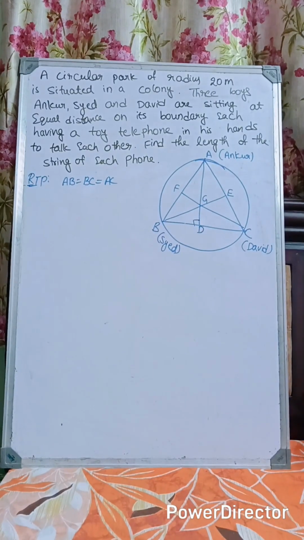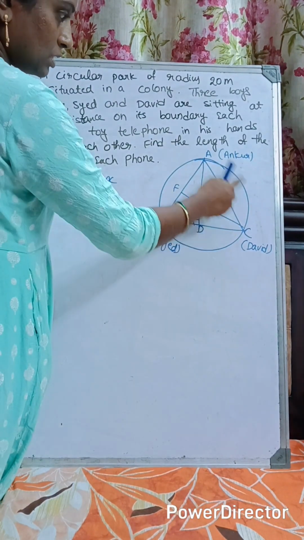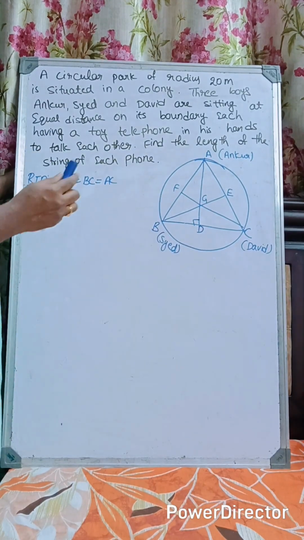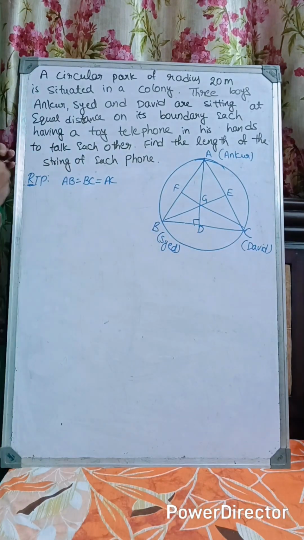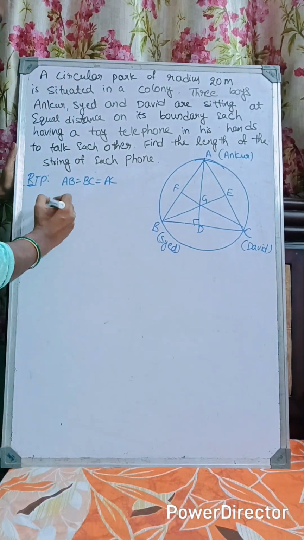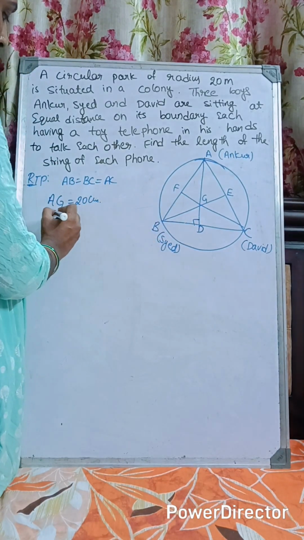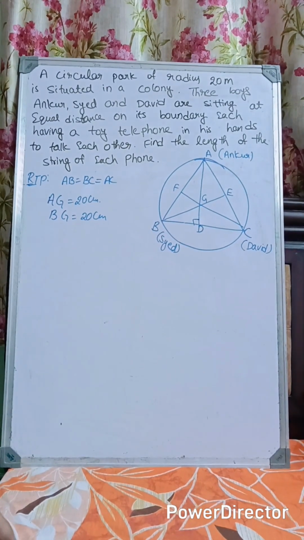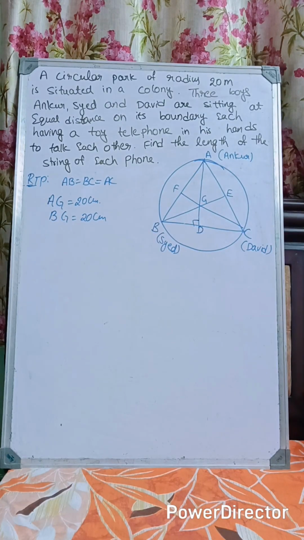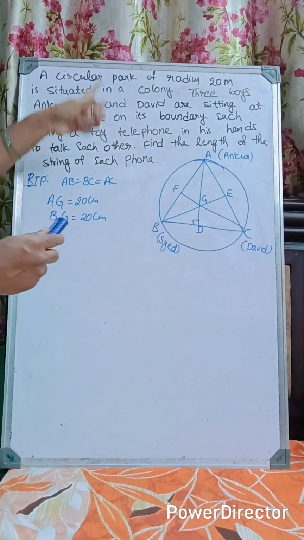Let's see one more important question here. A circular park of radius 20 meters. So, G is the center of the circle. AG length will be equal to what? AG is equal to 20, and BG also is 20, as G is the center of the circle. It is the radius.